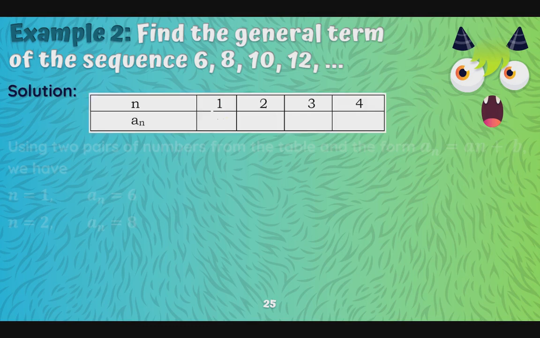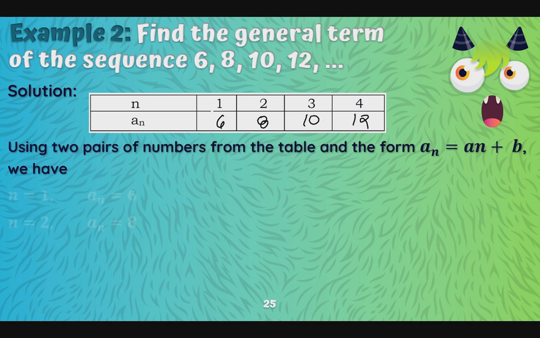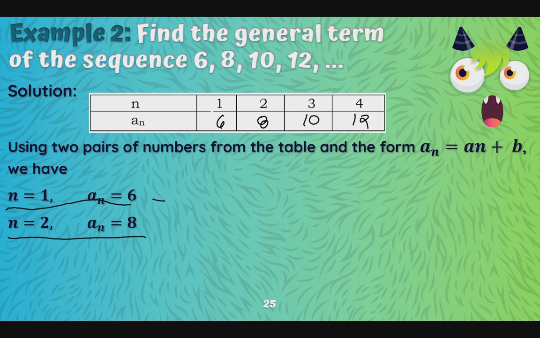So, gamit tayo ng dalawang pair dun sa ating table. May 6, 8, 10, 12. So, using two pairs of numbers from the table in the form a sub n is equal to a times n plus b, we have unang pair natin, ito. Pangalawang pair, ito. So, gawa tayong equation gamit tong formula na to. A sub n ay 6 is equal to a times 1 plus b. So, kapag in-arrange natin to, pwede naman yung maging a plus b is equal to 6.